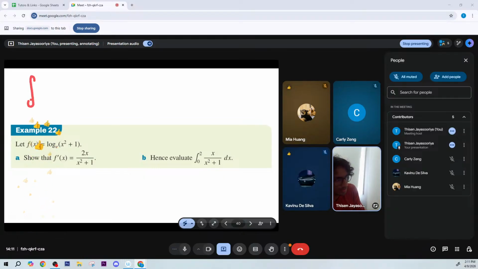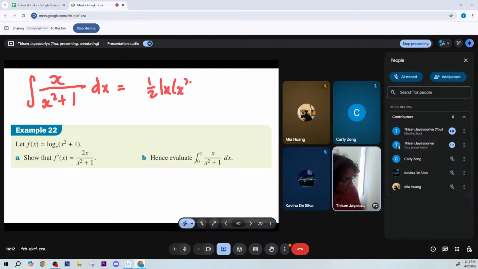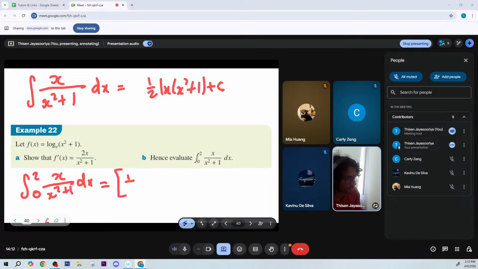So, now that I know that the integral of x over x squared plus 1 dx equals a half ln of x squared plus 1 plus c, that means here the integral from 0 to 2 of x over x squared plus 1 dx equals a half ln of x squared plus 1, from 0 to 2. Yeah? We can drop the plus c because now we're using a definite integral.